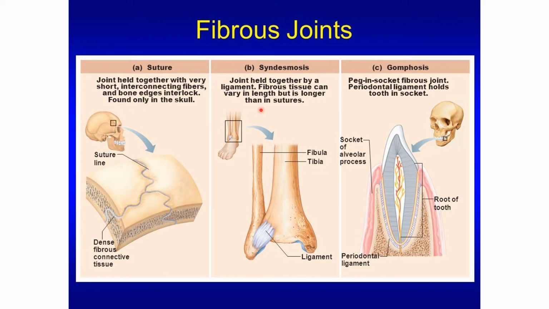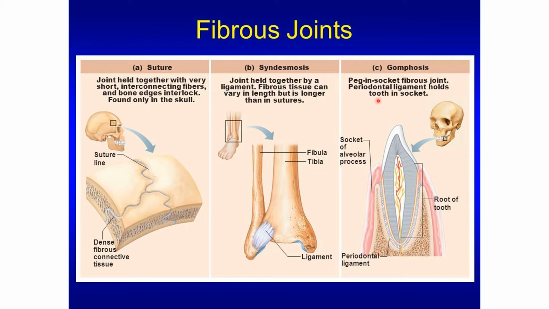Now the second one is syndesmosis. The joint is held together by a ligament. Fibrous tissue can vary in length but it's longer than in a suture. So as you can see over here, in between this there is a ligament, which is known as syndesmosis, which keeps the joint immovable. Now the third type is gomphosis, which means peg in socket fibrous joint.